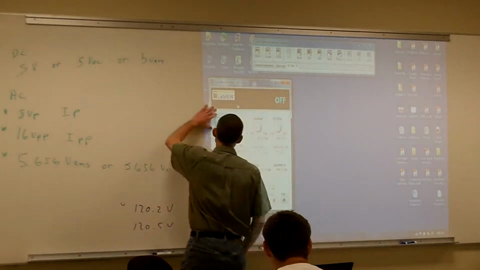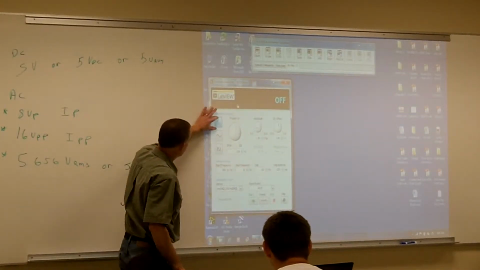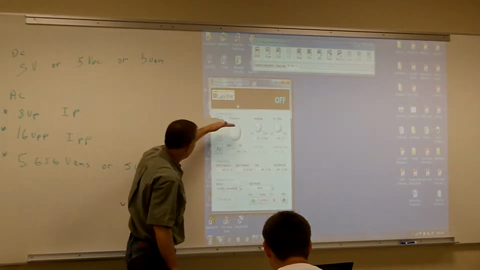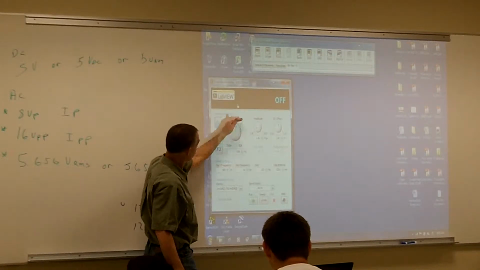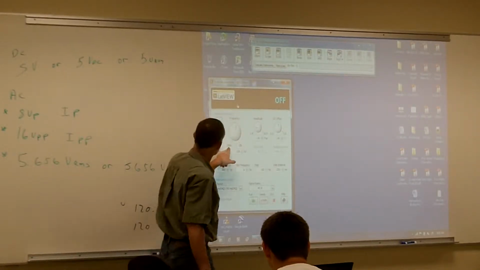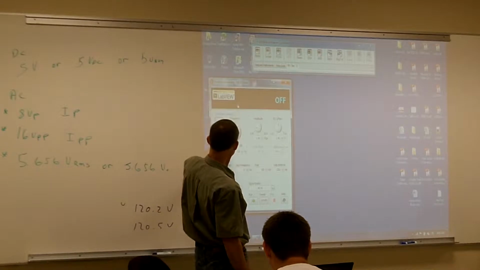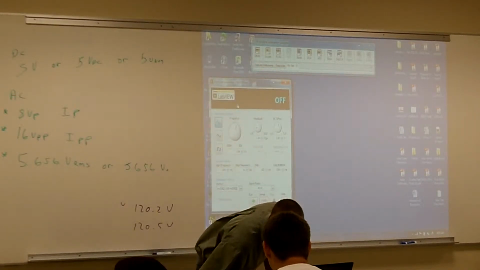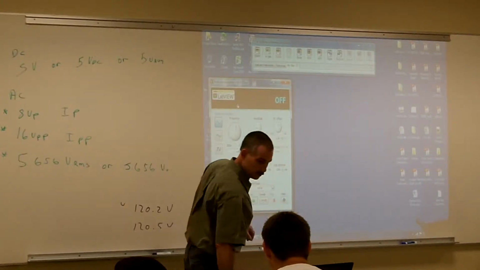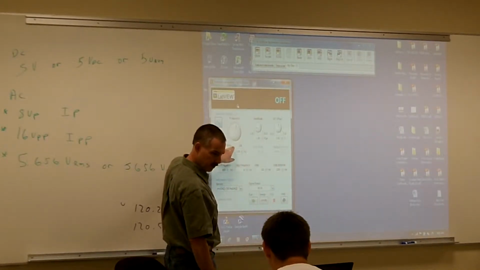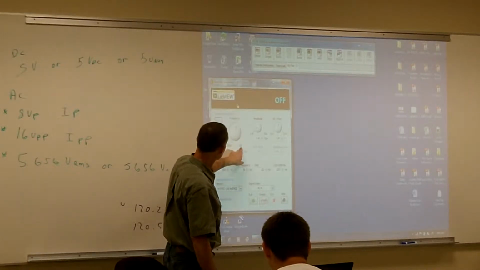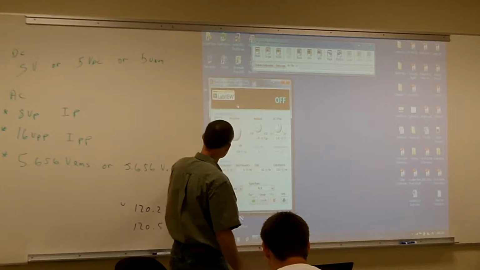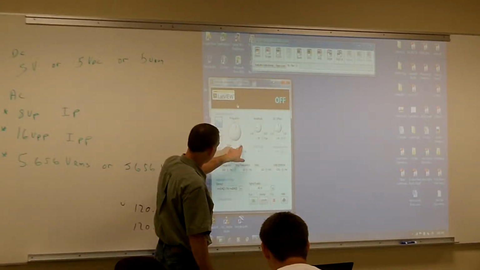Then I have different choices of what type of signals I want. I can have a sine wave, a triangle wave, or a square wave. Then I can adjust what I want my frequency to be. I can go down to 200 millihertz, so 0.2 hertz, up to 20 kilohertz. So I can go really low frequency there.